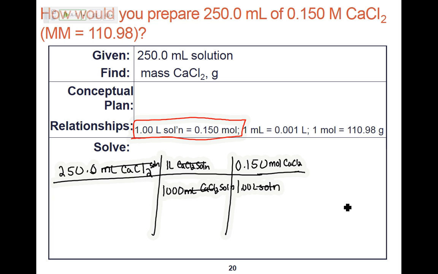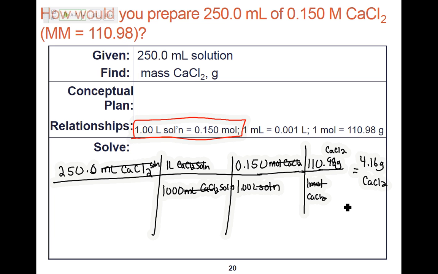Of course, we can't really measure out moles. We measure out mass, so we have to figure this out in mass. In the lab, we have a balance, but we don't have any way to measure out moles. So that's where our relationship from the periodic table comes in, where 1 mole of calcium chloride equals 110.98 grams. Moles of calcium chloride cancel out, and that comes out to 4.16 grams calcium chloride. That's not quite the end of the question.